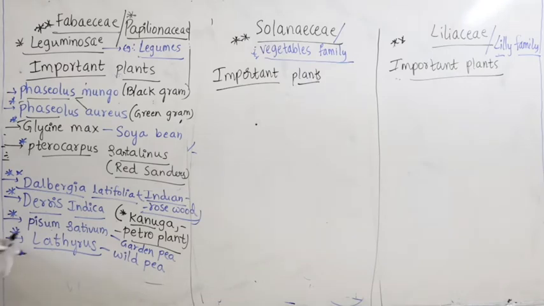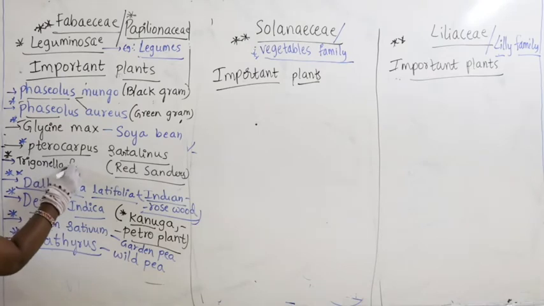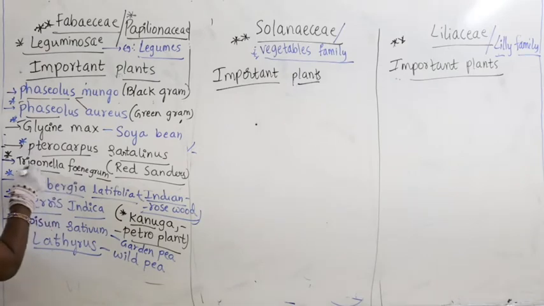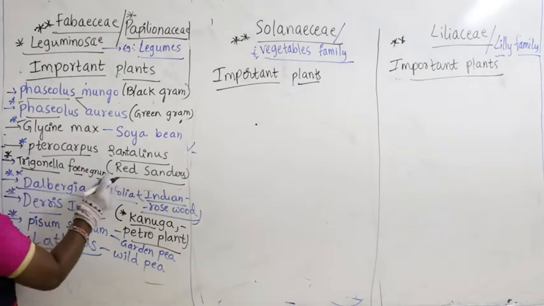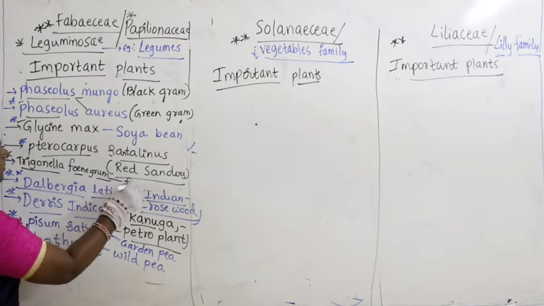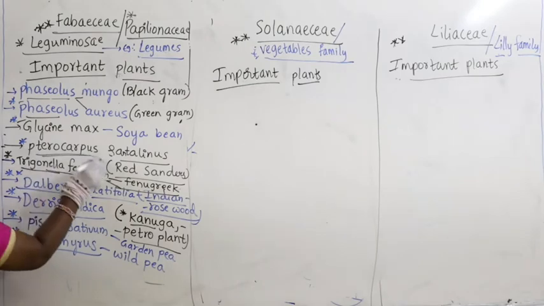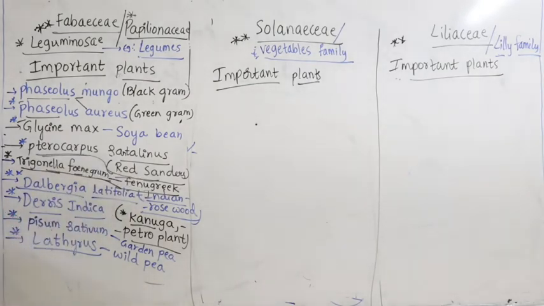Right. Still, what else do you have? Trigonella foenum-graecum. So I will just give you one more. Let us write fenugreek. This is commonly called fenugreek. Trigonella foenum-graecum, that is nothing but fenugreek. So these are the important list of plants which you have to remember for Fabaceae.